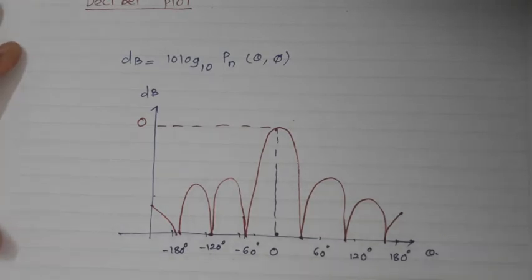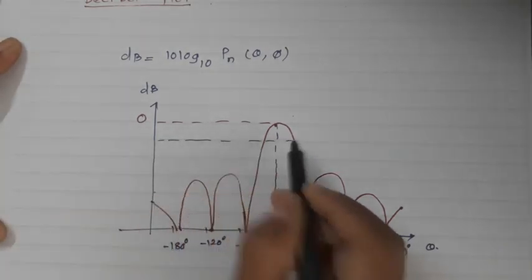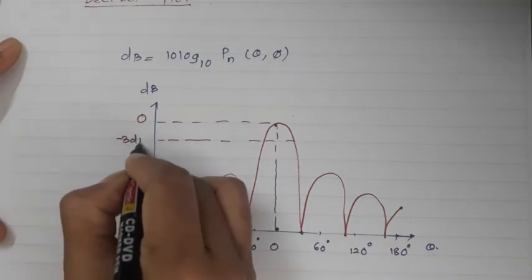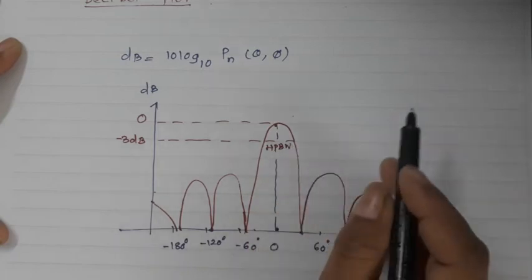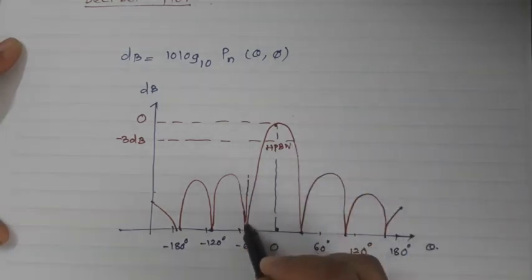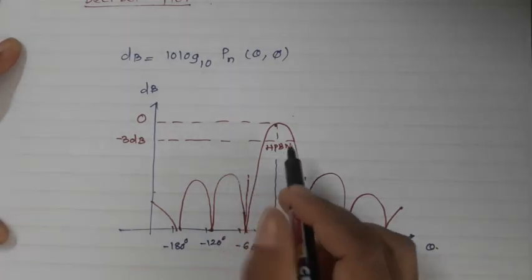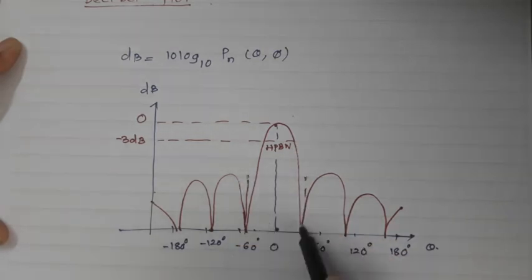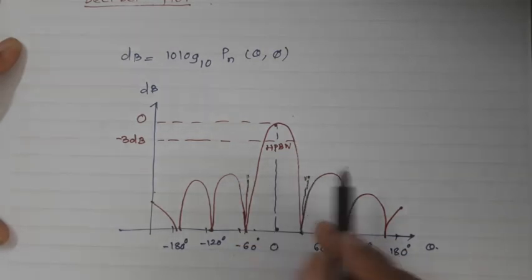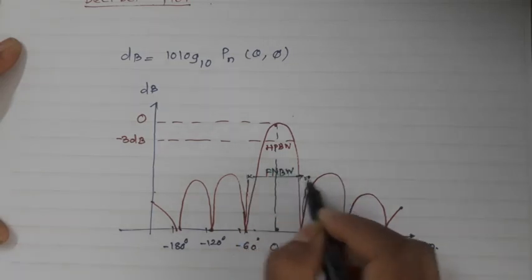You can say that for every degree you have measured the power and converted it into dBs. At 0 dB you are getting the maximum power, and minus 3 dB down from there will be called the half power beam width. And where you are getting the first nulls, the first zeros, this will be called the first null beam width, from here to here.